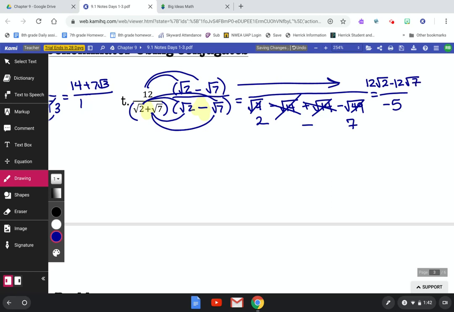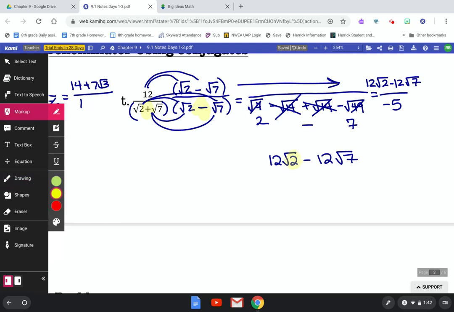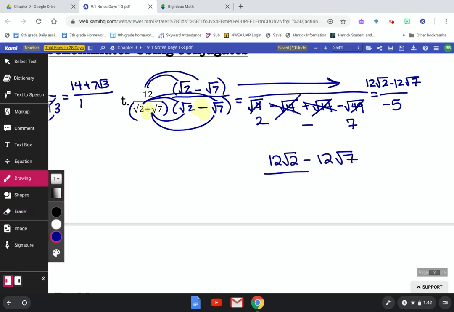Okay, and for that, let's rewrite it down here. When you look on top, they are not like terms because these two are not the same radicand. So we can't combine those. So we'll just keep them as is. And then on the bottom, we have negative 5. I'm okay with this as your answer.